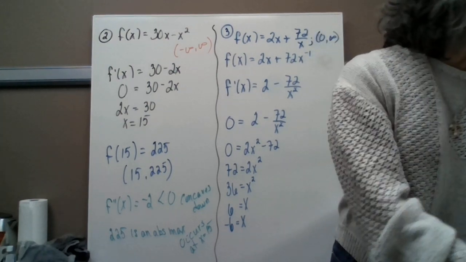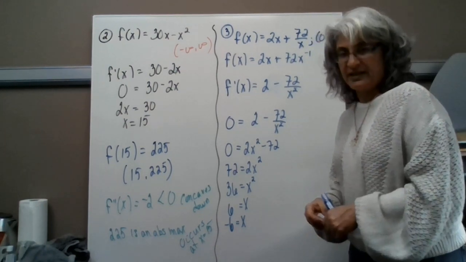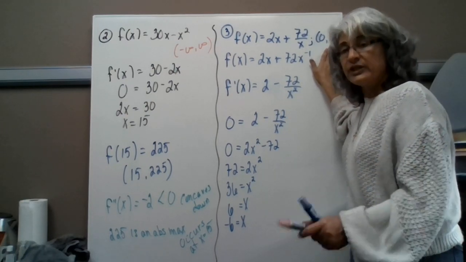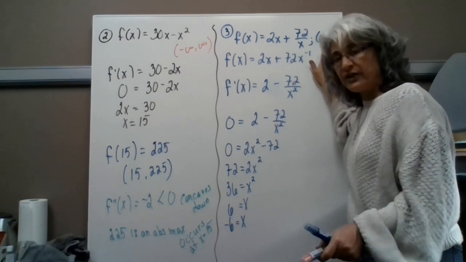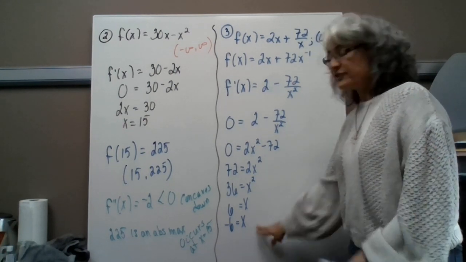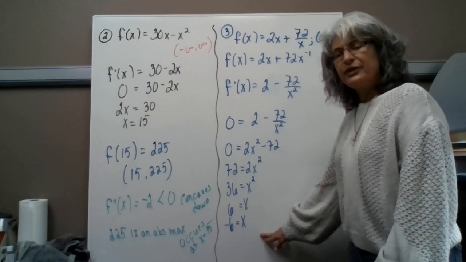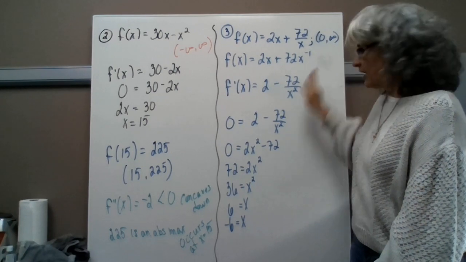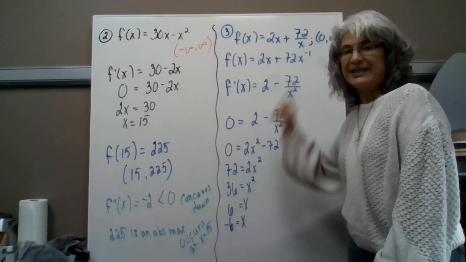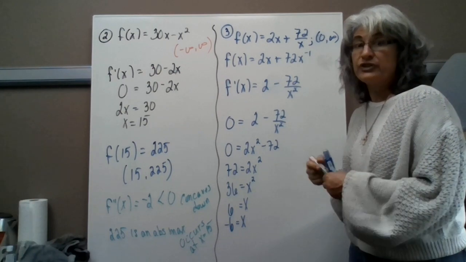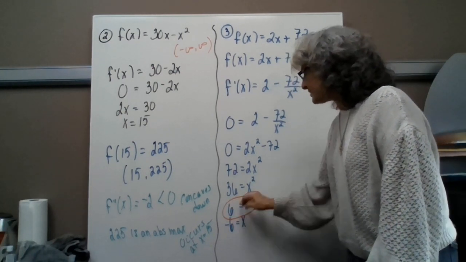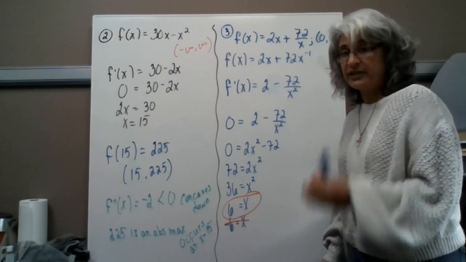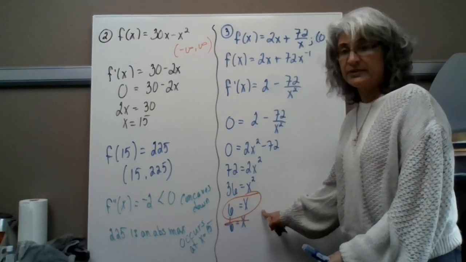Okay, so here's the deal. Theorem 9 says when you're not dealing with a closed interval, which we are not, you're only allowed one critical value. Well, I have 2 critical values. But notice, my interval goes from 0 to infinity. Are both of these critical values in that interval? The answer is no. Only x equaling 6 is in that interval. So I only have one critical value in that interval, and it is going to be x equals 6.